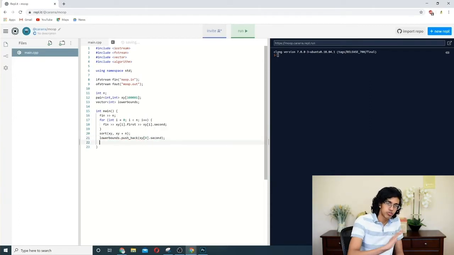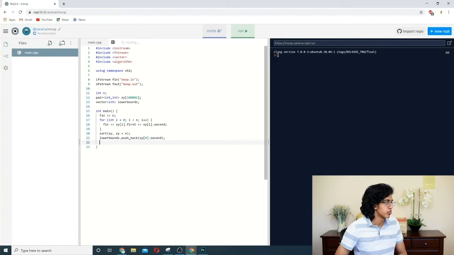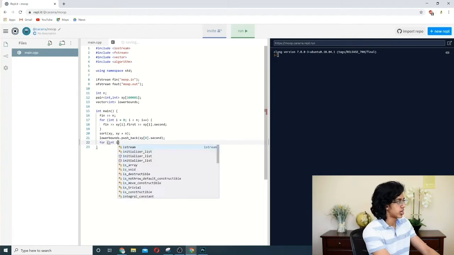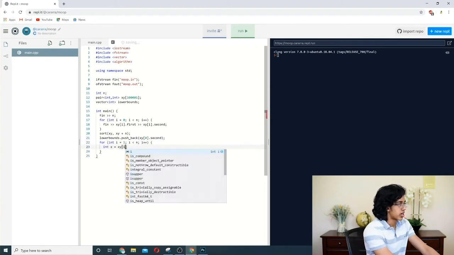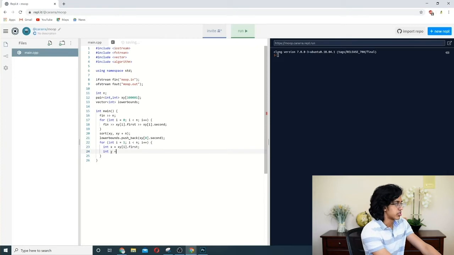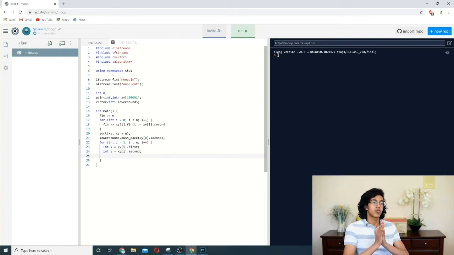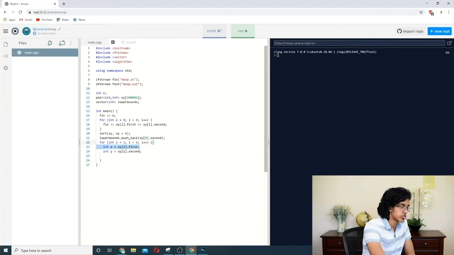Okay, now we have to go through the rest of the points and do the logic that we were doing before. So we do for int i is equal to 1, i less than n, i plus plus. So I'm just going to do int x is equal to xy i dot first, just to make it easier for me to think about it. And basically, our x coordinate doesn't even matter at all, because we know that we're just going in order of increasing x coordinates, so that doesn't matter.